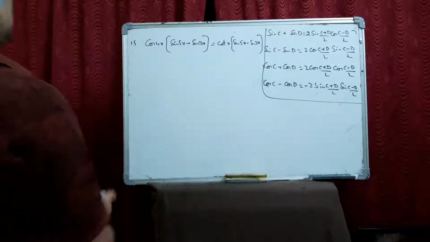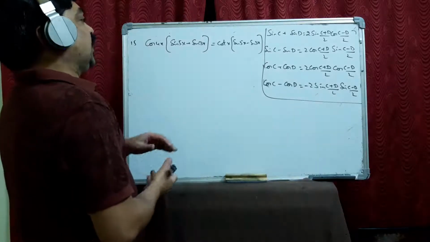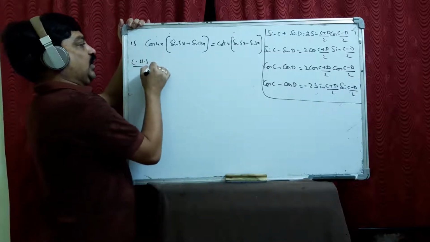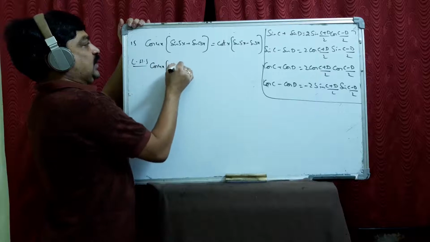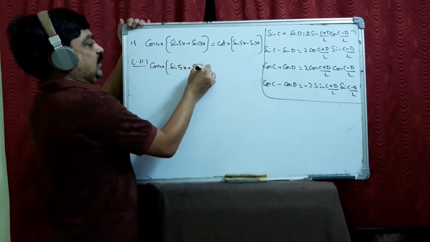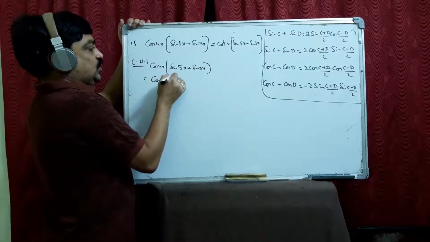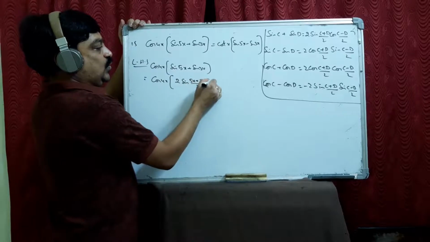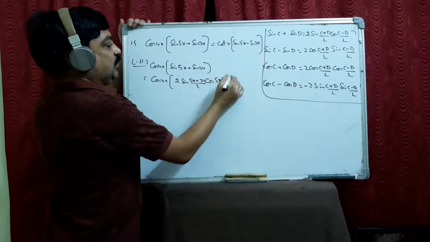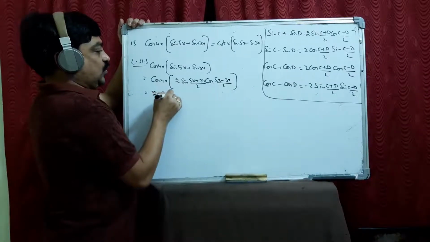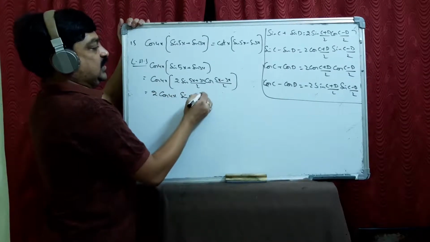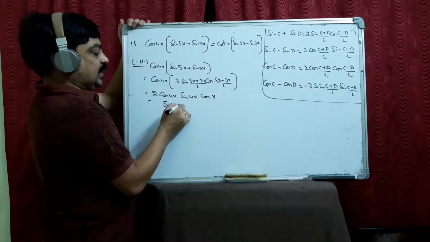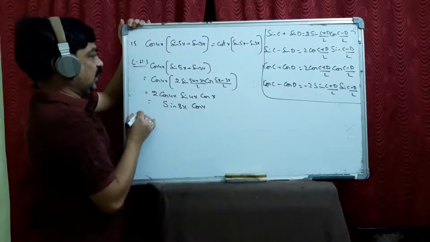See, in this question we are asked to prove something, LHS and RHS. So let us do one thing. We do LHS and we do RHS, and we prove both are equal. Okay. Cos 4x into sin 5x plus sin 3x. Now this becomes cos 4x into sin C plus sin D, 2 sin C plus D by 2 cos C minus D by 2. It becomes 2 cos 4x sin 4x cos x, and 2 sin A cos A becomes sin 2A, sin 8x cos x. And let us do RHS also.